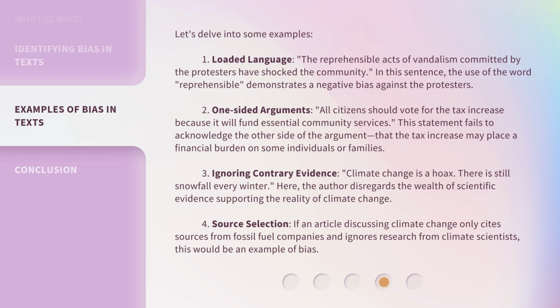4. Source selection. If an article discussing climate change only cites sources from fossil fuel companies and ignores research from climate scientists, this would be an example of bias.